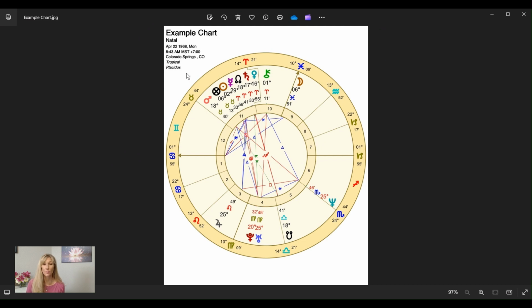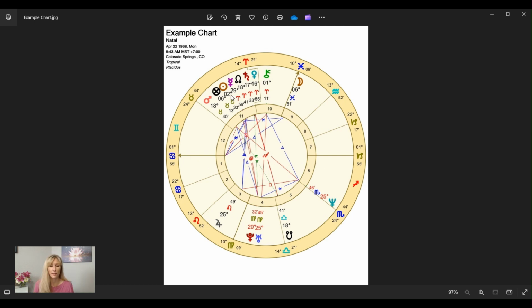Now, I use the Placidus house system, so that might change this wheel if you use a different house system. But just looking at this wheel, this is literally a snapshot of the sky when you were born. The horizontal line cutting across the middle is going to be the horizon line. So east would be on the left and west would be on the right.